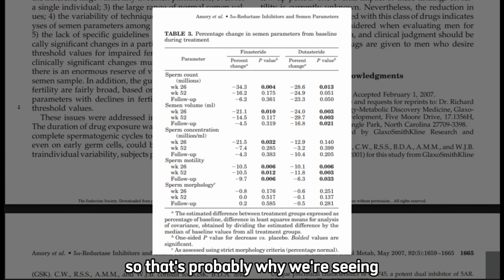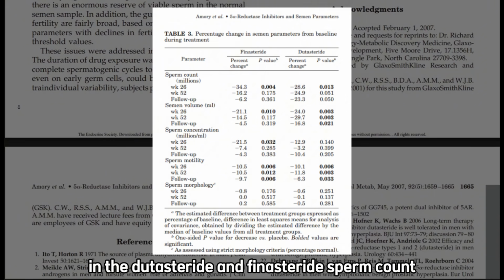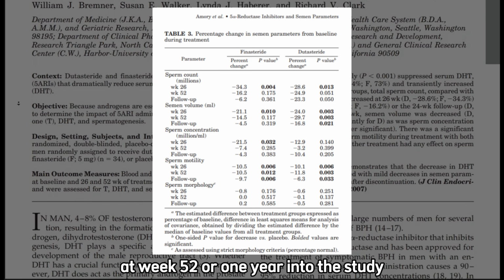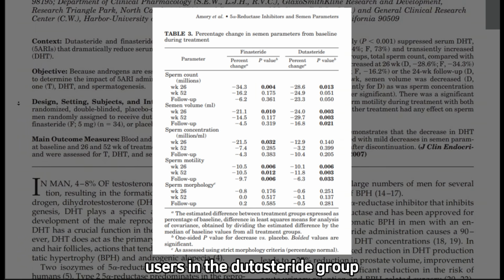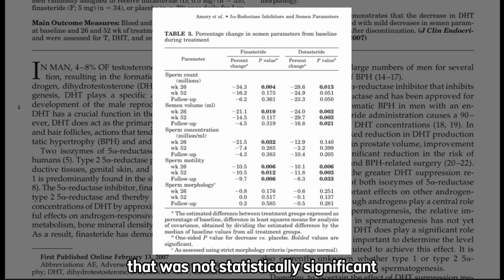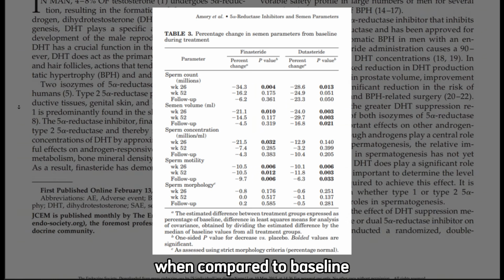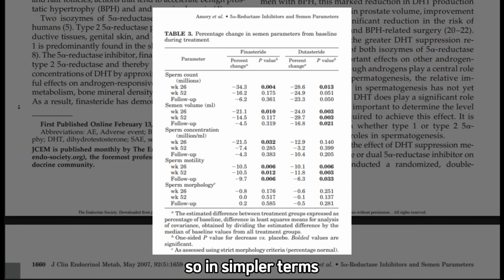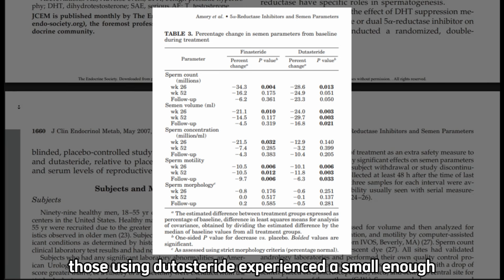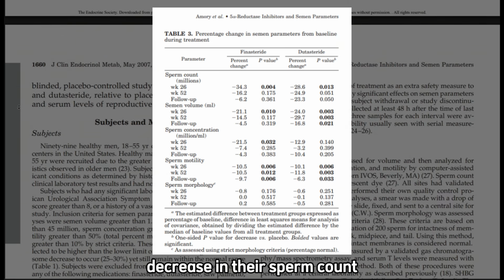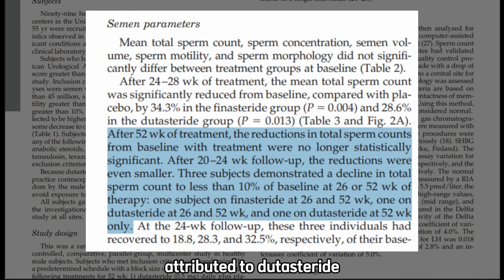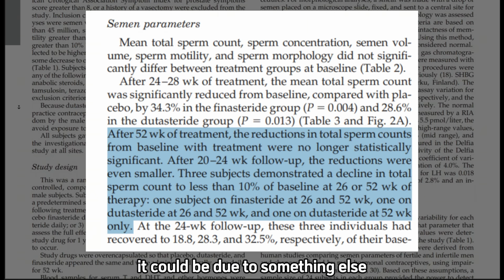So that's probably why we're seeing that sort of difference in the dutasteride and finasteride sperm count. At week 52, or 1 year into the study, users in the dutasteride group experienced a decrease in total sperm count that was not statistically significant when compared to baseline. So, in simpler terms, by week 52, those using dutasteride experienced a small enough decrease in their sperm count that it could not be definitively attributed to dutasteride. It could be due to something else.